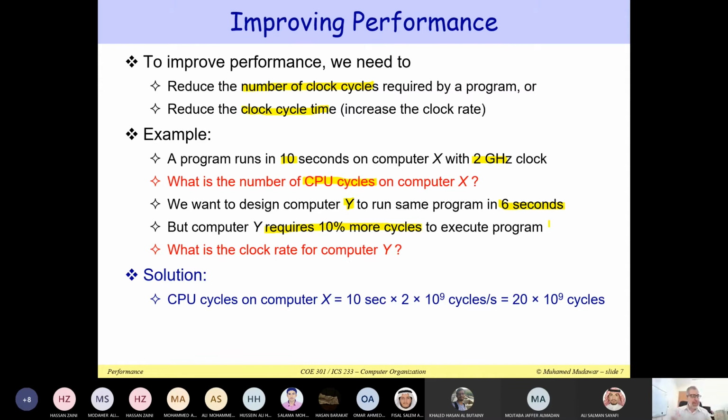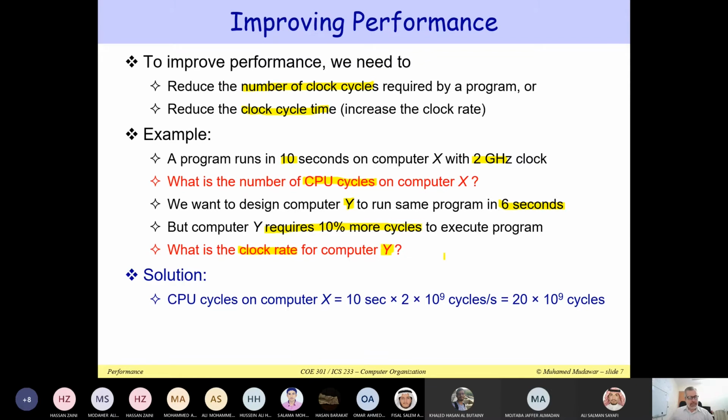Now you say, why 10% more? Well, it depends on the implementation of these instructions. Some instructions might take more cycles to execute. That's it. So 10% more cycles. The question is, what is the clock rate for computer Y? What's the clock rate for computer Y?